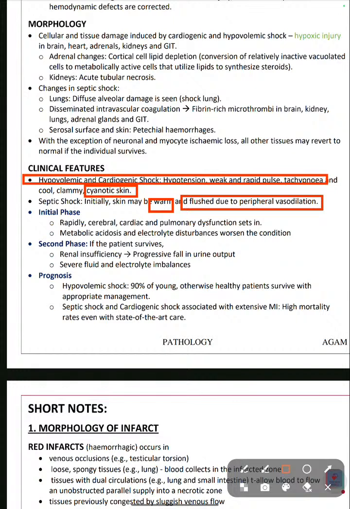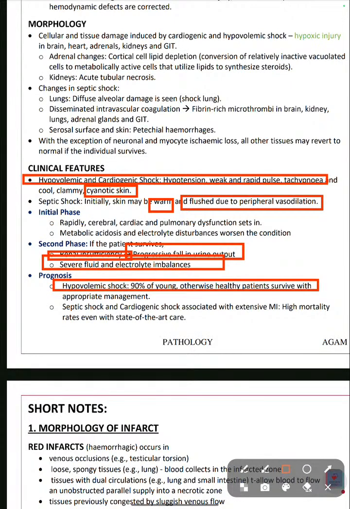The second phase is, if the patient survives, there is renal insufficiency, a progressive fall in urine output, and severe fluid and electrolyte imbalance. Prognosis: in hypovolemic shock, 90% of young, otherwise healthy patients survive with appropriate management. Septic shock and cardiogenic shock associated with extensive MI have high mortality rates, even with state of the art care.